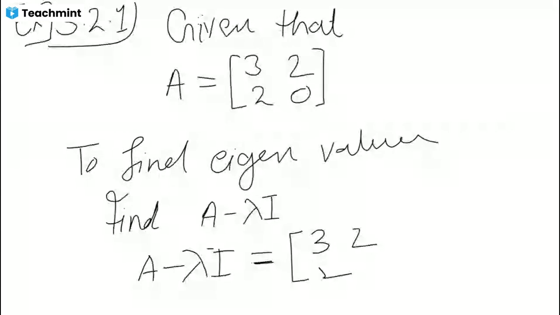So let us find it. Minus lambda into minus lambda minus 0 into 1 is equal to lambda square minus 0 is equal to 0. Obviously lambda is equal to 0. So this is the eigenvalue for the given matrix.